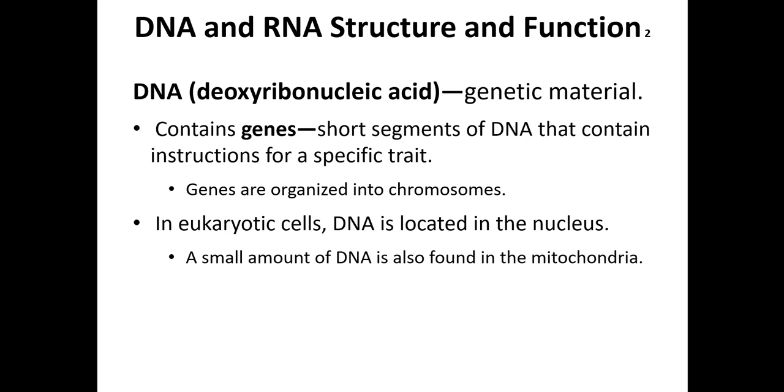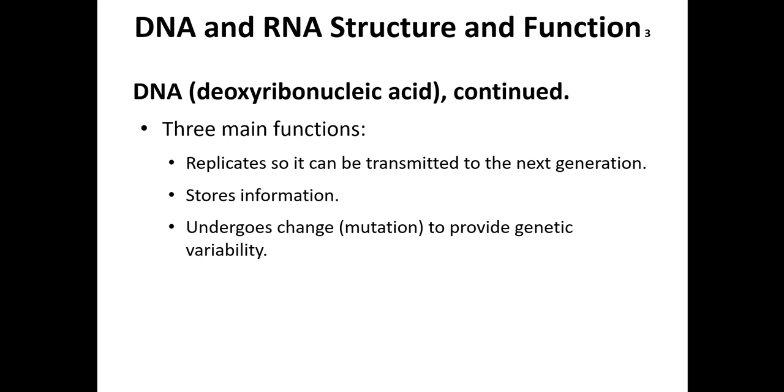DNA, deoxyribonucleic acid, is the genetic material. Within the genetic material, information is organized as genes. Genes are then clustered together in structures called chromosomes. There are three main functions. It replicates so that it can be transmitted to the next generation. It stores information, and also undergoes mutation and variability.